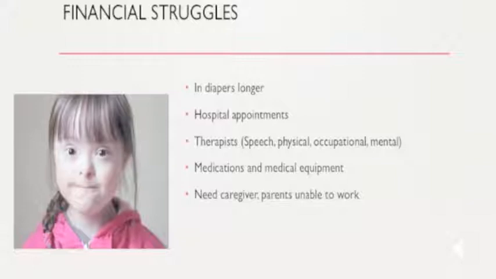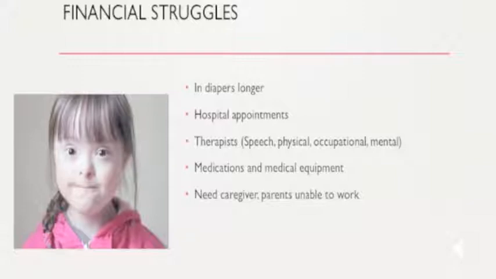Financial struggles for these families are very common. They use diapers longer in these children because they take longer to potty train. There are numerous hospital appointments and co-pays that these families will have to pay, and therapy appointments for speech, physical, occupational, and mental therapy. And then medications and medical equipment are a necessity in these patients. Most need a caregiver at all times, so parents are unable to return to full-time work. Disability benefits are intended to help, but sometimes they easily get absorbed into total family income, and this is another reason they struggle.